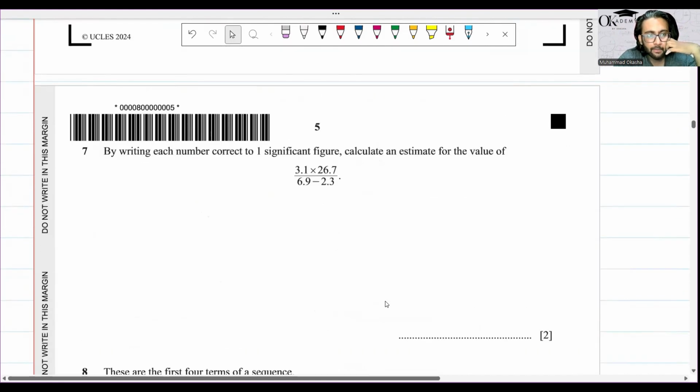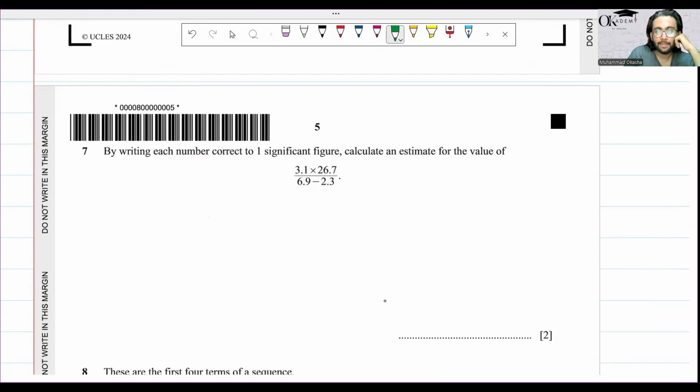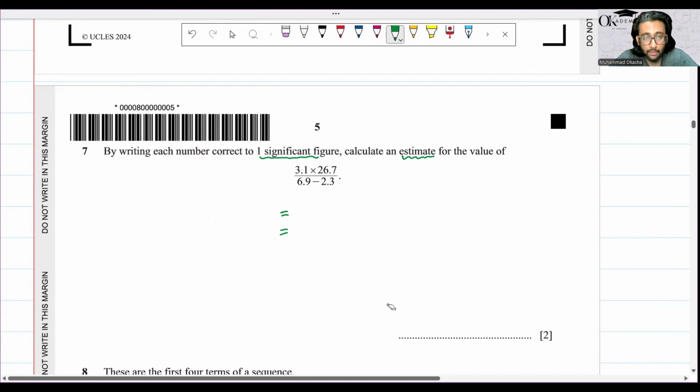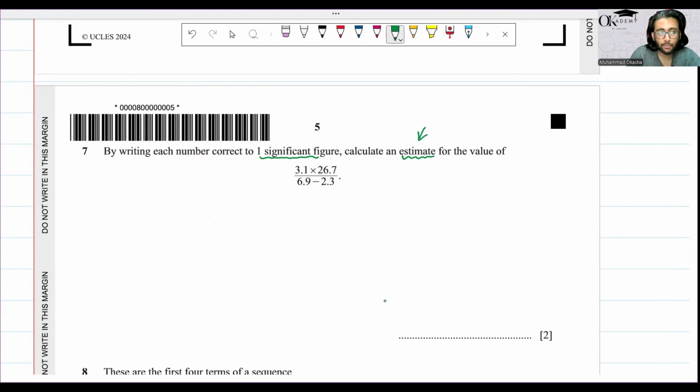Next, question number 7. By writing each number correct to one significant figure, calculate an estimate for the value. So we're looking for the estimate, and we're looking for one significant figure. The first job is to convert everything into one significant figure. It's a very common mistake to write an equals sign over here. Do not do this, because we're doing an estimation. We're looking for the approximate value. So either do not write anything for the equality, or if you have to write something, do this.